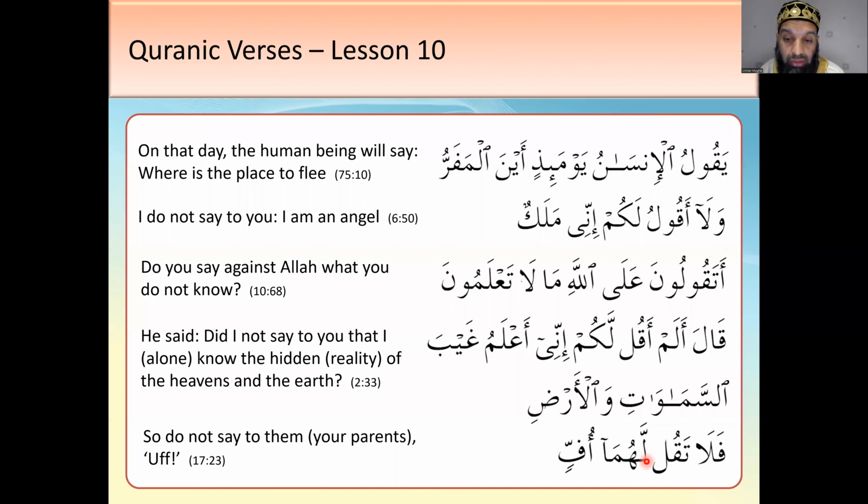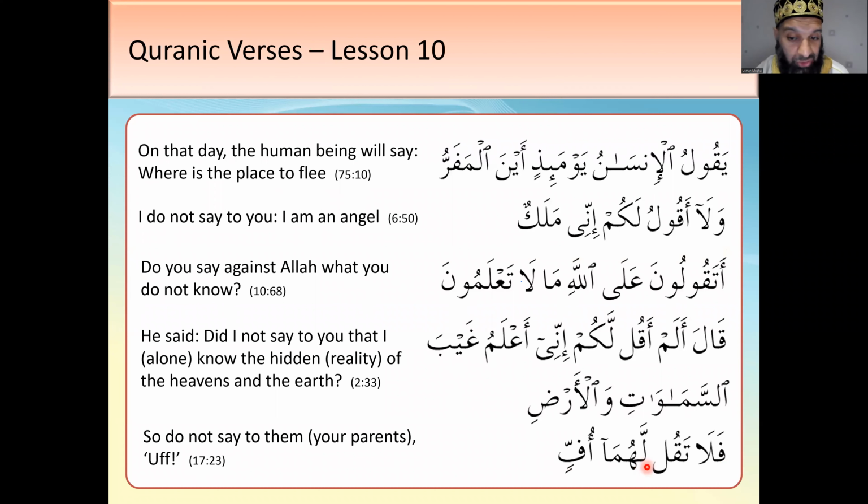Lahuma, to huma, them both. Huma, them both. We've done that. Lesson 2, I think. Lesson 3. Uffin, right? Uffin, a word of disrespect. I was talking about parents. So don't say to them both, uff.